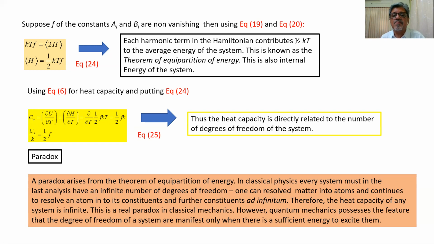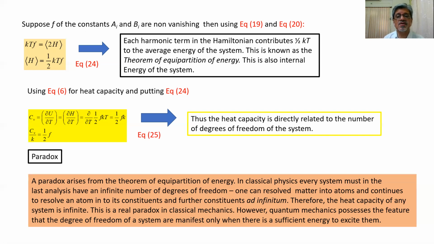Thus, the heat capacity is directly related to the number of degrees of freedom of the system. As we mentioned earlier, using equation number 6 and putting in equation number 24, we can simplify that ∂H/∂T is equal to ∂/∂T of 1/2 kTf. When T is differentiated, it is equal to 1/2 fk. And the heat capacity is represented as C_V divided by k equal to 1/2 f. So this is equation number 25, and it is an interesting, very simple equation.